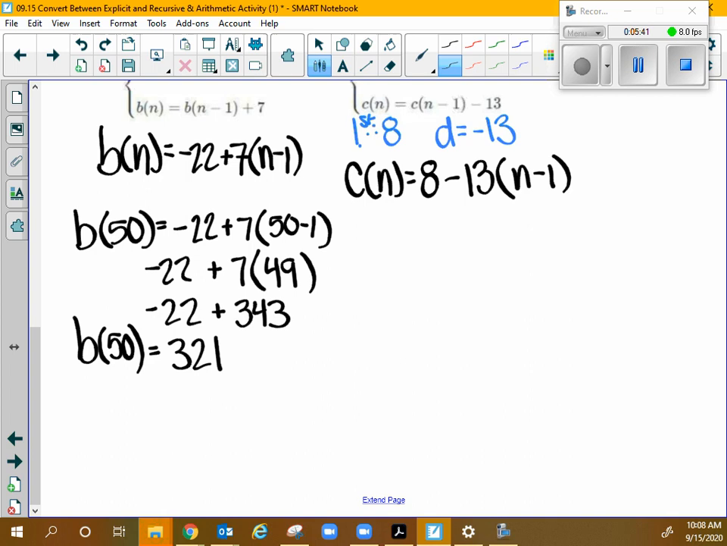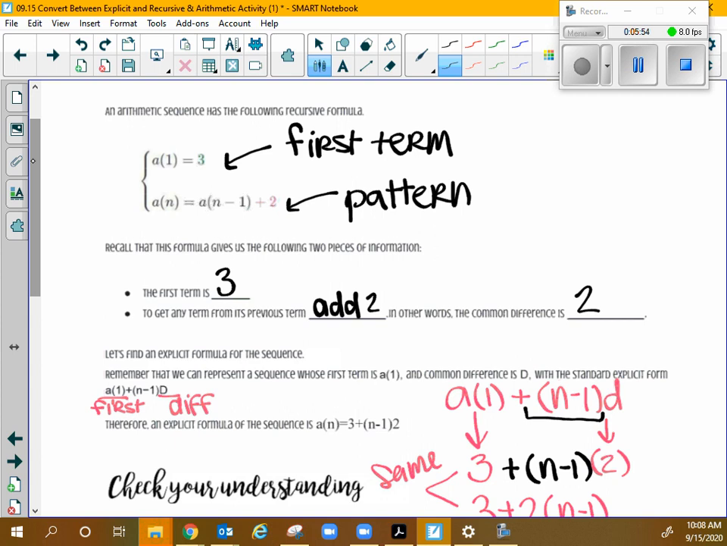Now, if you're trying to solve for a specific position, like the 50th term, the 10th term, you cannot use the recursive rule. I cannot plug in 50 for n in the recursive rule because this is a term in itself. Remember, this is the previous term. So I can't plug in 50 for n. You cannot plug into recursive. Okay? Say it again. You cannot plug into recursive.